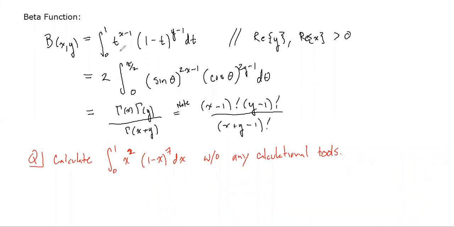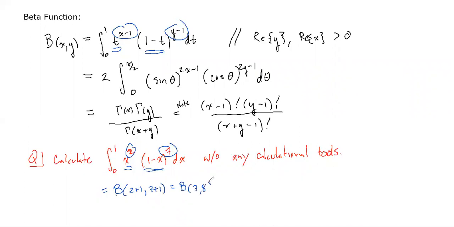But the extent of my trickery is that I gave you x's, and the form of the dummy variable which gets integrated out, doesn't matter anyway, was t's. So all I really have to do is identify these exponents, right? So what is y minus 1 and what is x minus 1? X minus 1 is 2 and y minus 1 is 7. So this thing is beta function of 2 plus 1, 7 plus 1. So this is beta function of 3, 8.